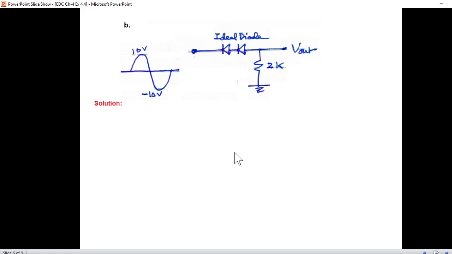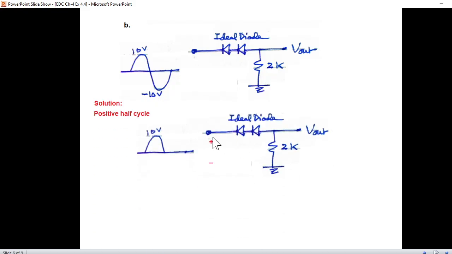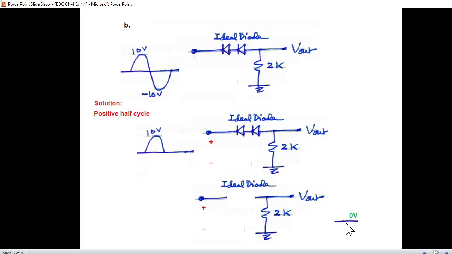So we go for the positive half, and positive will be at the top. Now the positive of the input is touching the negative of the diode. Therefore, both the diodes will now be reverse biased. So we can show it by an open circuit. Since it is an open circuit, no current will flow, and therefore the output voltage will be 0 volt for the positive half cycle.